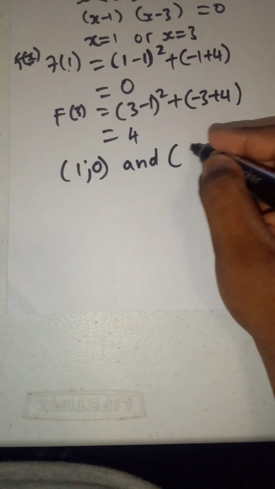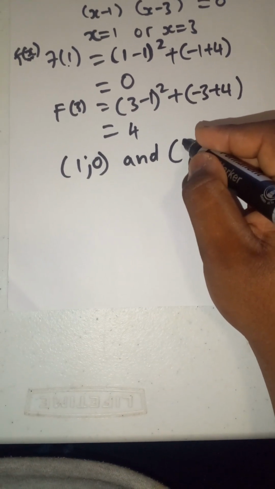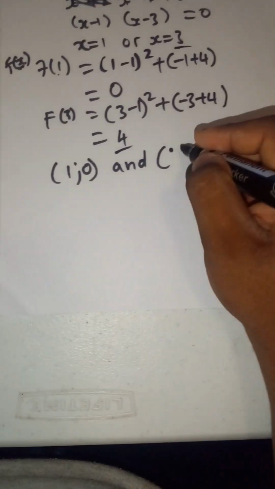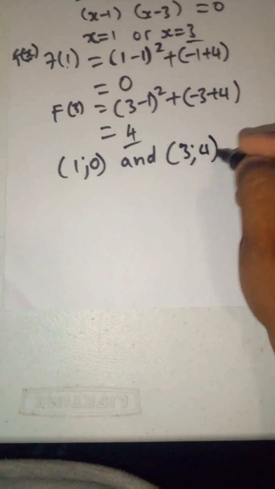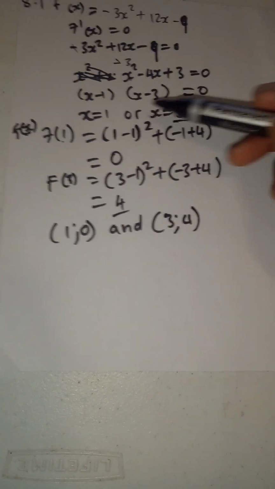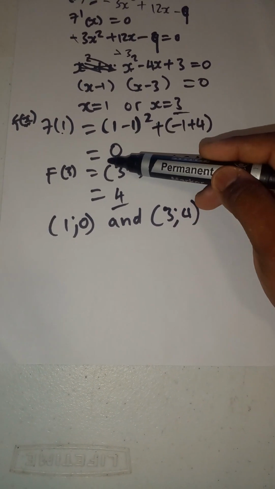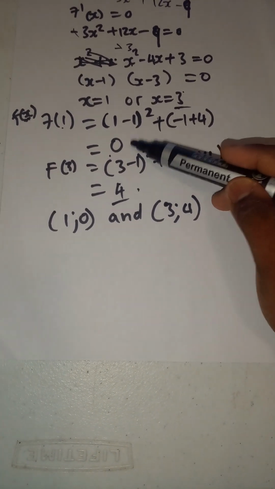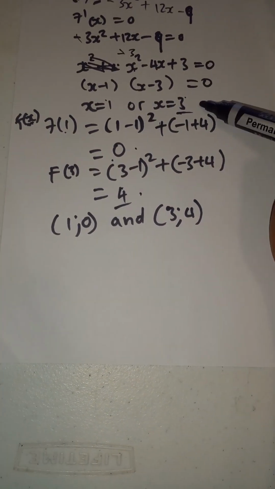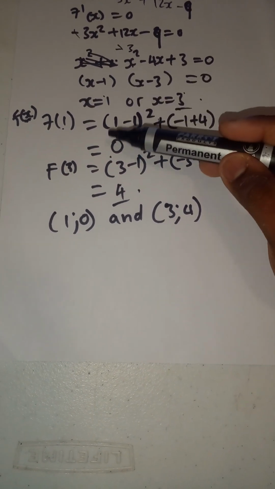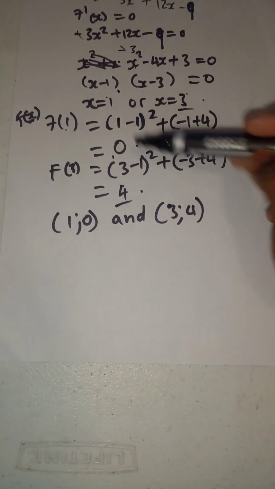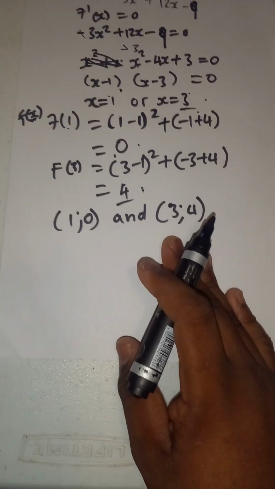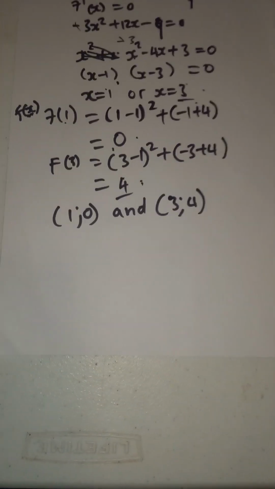what do you call the second one? It is 3 and 4. You take 1 and the answer, 3 and the answer you got. This is the y value, this is the y value, this is the x value, this is the x value. So it basically means this is the y value at x equals 1, this is the y value at x equals 3. Okay, so now let's go to the next question.